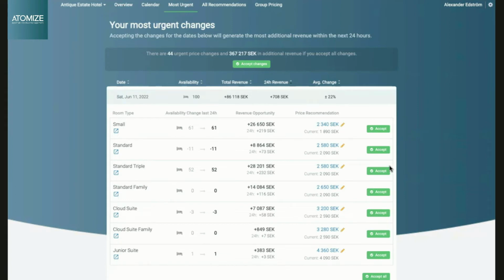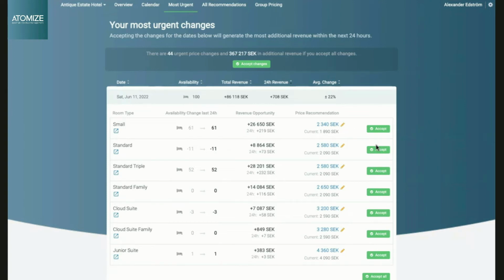So when we were talking about that control element, which was one of the last bits we were talking about, and that fear of being out of control, you could have this solution. It could be telling me I've got potentially 367,000 krona that I could gain in additional revenue, possibly. I don't have to do anything. I could just not accept those recommendations.